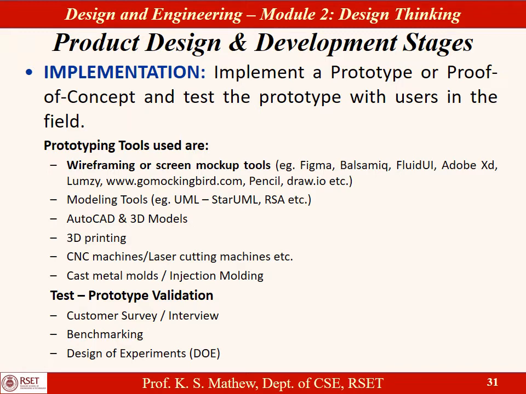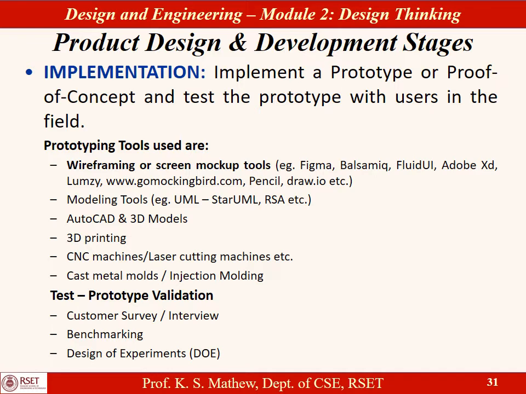In the software field, there are other design modeling tools like Unified Modeling Language tools, StarUML, Rational Software Architect, etc., which can also be used to model your software by using UML diagrams. Then in the case of mechanical, electrical or civil engineering products, you can definitely use AutoCAD design software. 3D modeling software can be used to develop a model of your final product using AutoCAD or 3D models.